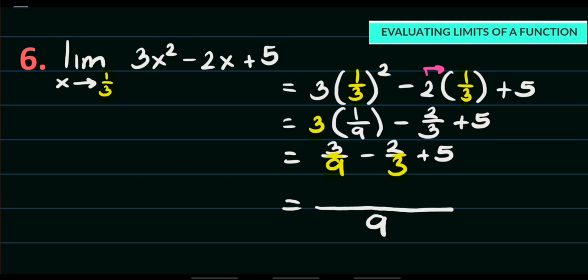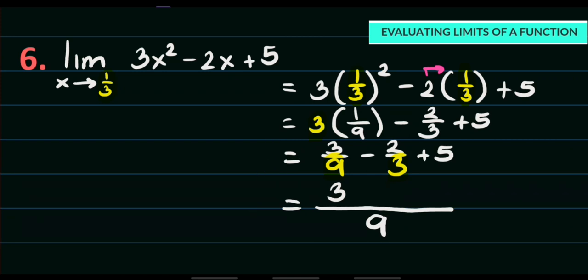So solve ulit natin. Same rule, divide and then multiply. I-divide natin kay denominator at i-multiply kay numerator. So meaning 9 divided by 9, the answer is 1. 1 times 3, the answer is 3. Again, same lang yung gagawin natin. Divide and then multiply.